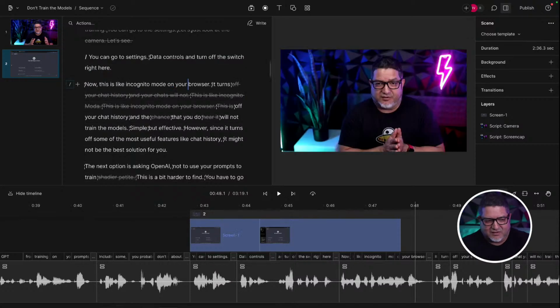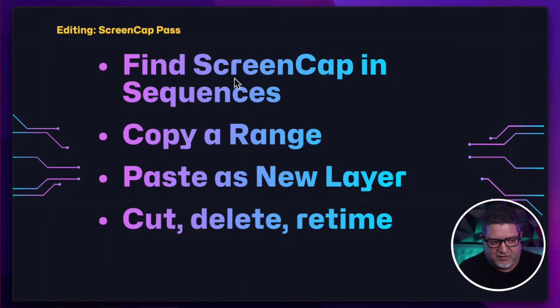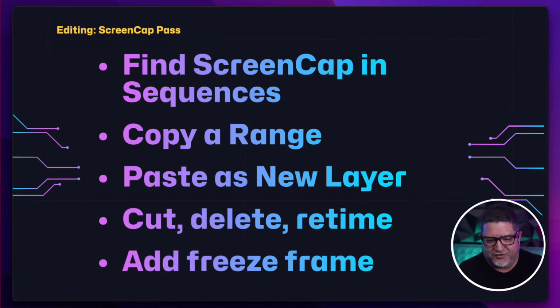Okay, so that's one way that I use this: by finding sequences, copying a range, pasting it as a new layer, and then cutting, deleting, and retiming all the content. The next pass that I would do is, you can also add a freeze frame. Sometimes you just want to freeze the frame. To do that, you just right click anywhere in the timeline and there's a little pop-up that lets you add a freeze frame, and then you can control the freeze frame. So basically I take a clip and do all my editing really quick right there, and then I continue with what I'm doing.